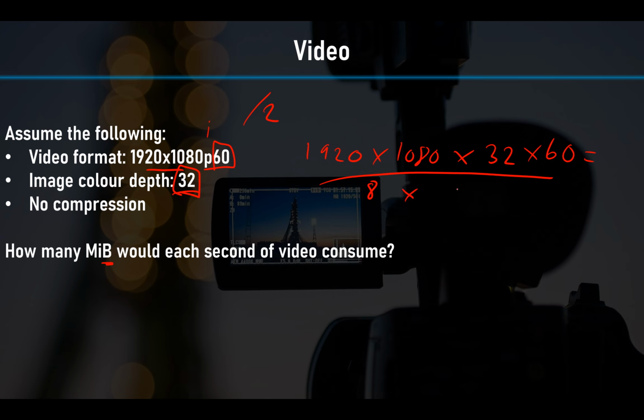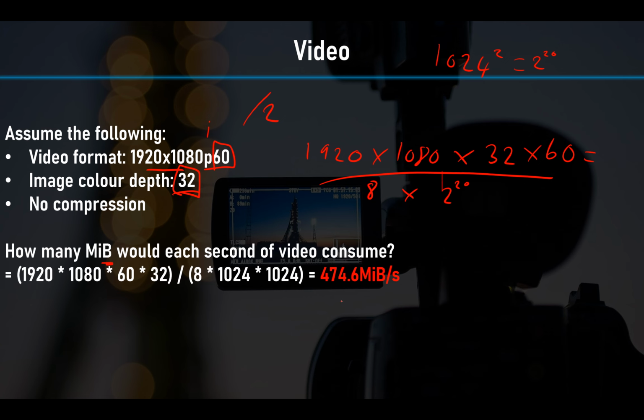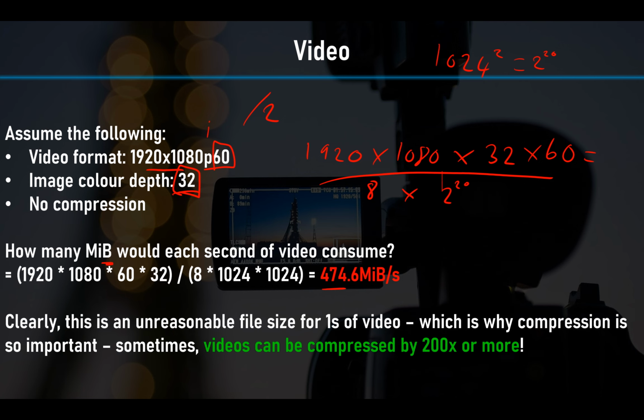Then we also need to divide by 2 to the power of 20, or again, as I've said in the other videos, that's also 1024 squared. That's just equivalent to 2 to the 20. So if you do all of that, that should give us 475 megabytes per second.